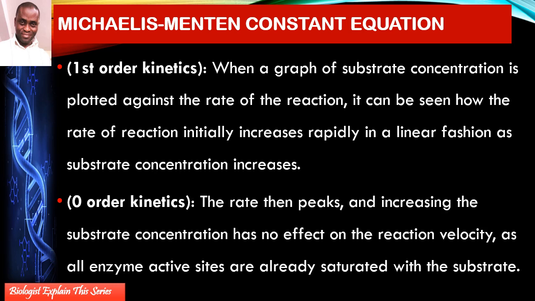By the time the graph levels up and becomes parallel to the x-axis, you call it zero order, meaning no progress is being made. There's this constancy. When the graph plateaus and gets to the peak, increasing substrate has no effect whatsoever on the rate of reaction. That's why we call it zero order kinetics. No progress is being made.